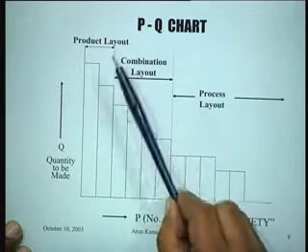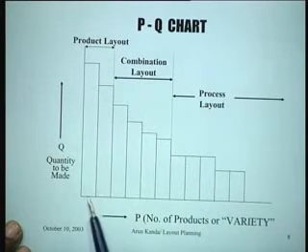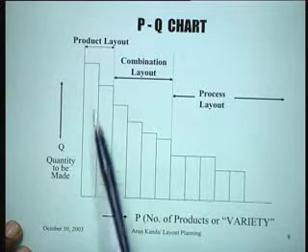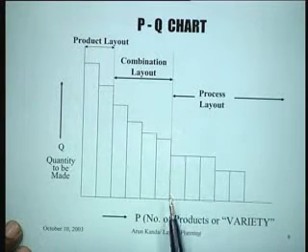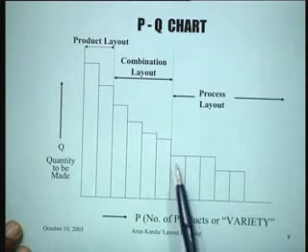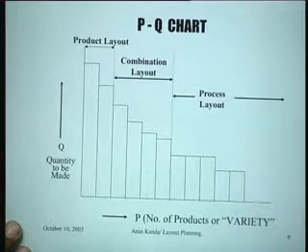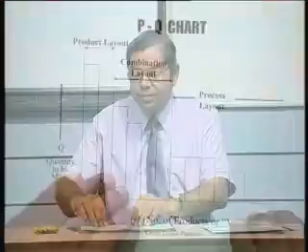A product layout is most appropriate when you have a fewer number of products to produce in large quantities, and a process layout is used when you have large variety but to be produced in small quantities. So I think this summarizes the features of product and process layouts in that sense.